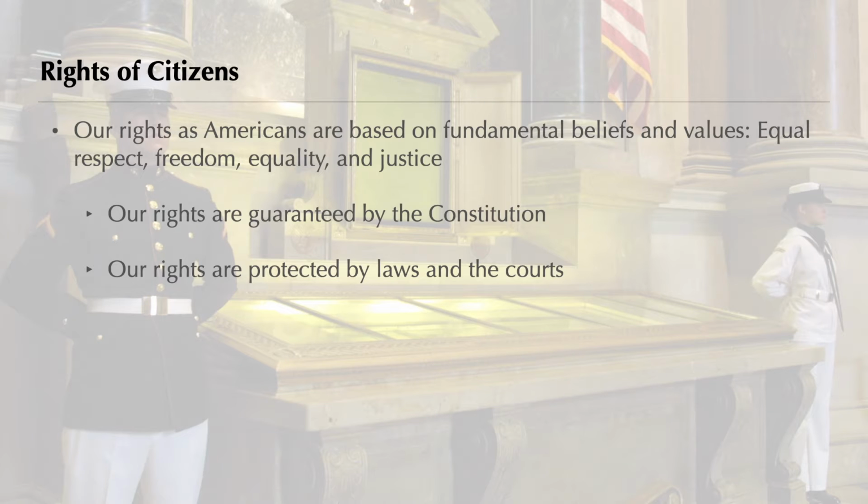Can you name some of the rights of American citizens? Here are some that might be most familiar to you. The right to vote and to hold elected office, the right to say what you think in speech or in writing, the right to practice your own religion, the right to have a fair trial, and the right to be protected by your government when you are working or traveling in other countries. These rights, and our other rights as citizens, are based on the fundamental beliefs and values we Americans share: equal respect, freedom, equality, and justice. Our rights are guaranteed to us by our Constitution and protected by our laws and our courts.